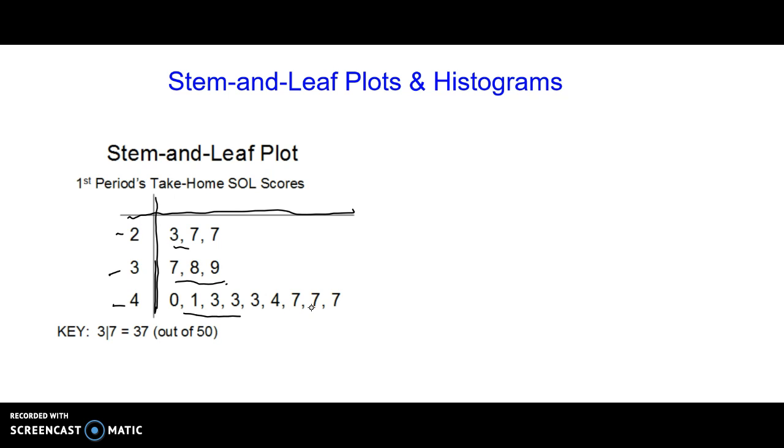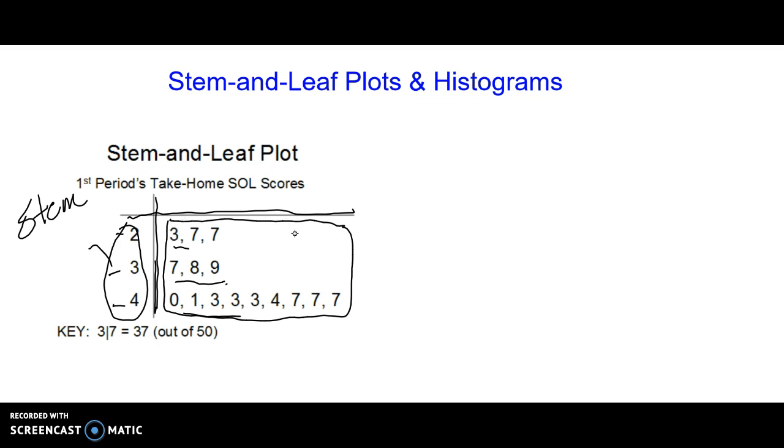In a stem and leaf plot, these numbers right here are called the stems. And then these numbers here are called the leaves. Thus the name stem and leaf plot.